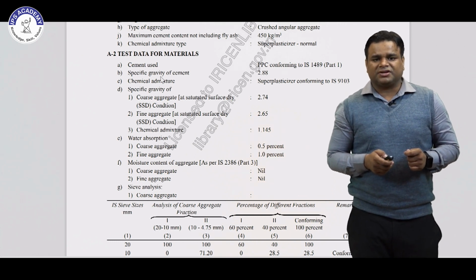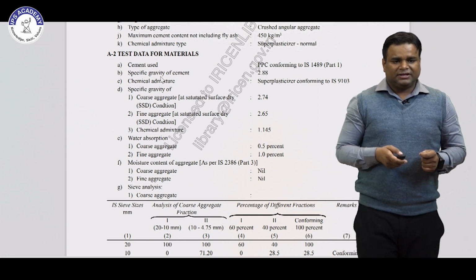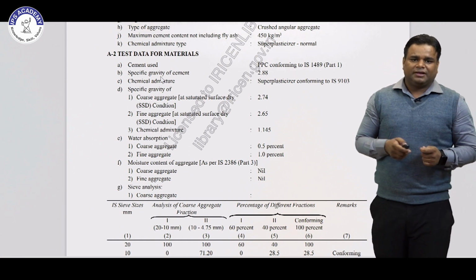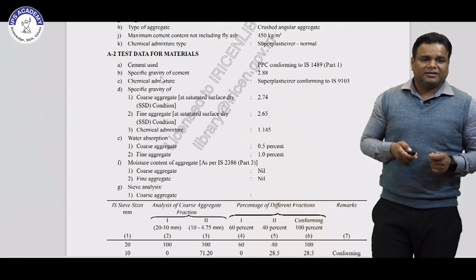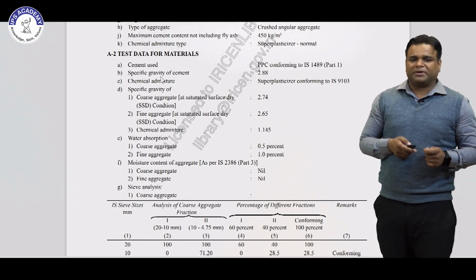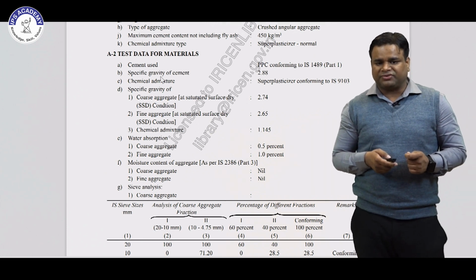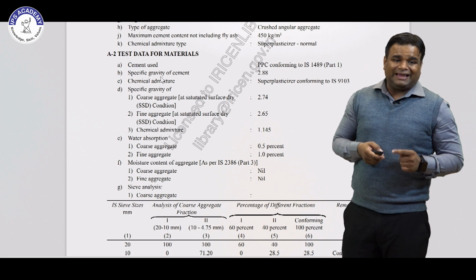Then cement admixture, they are using the normal superplasticizer admixture. Then test data for the materials. So cement PPC is confirmed, specific gravity of PPC is 2.88, chemical admixture is superplasticizer, specific gravity of coarse aggregate is 2.74 and fine aggregate is 2.65 for SSD condition.